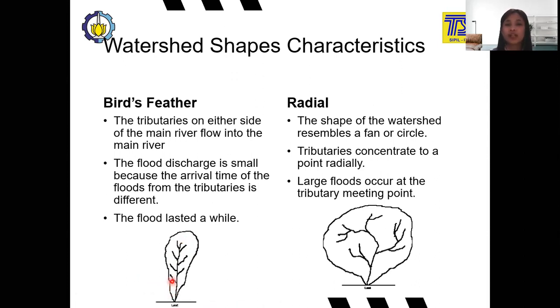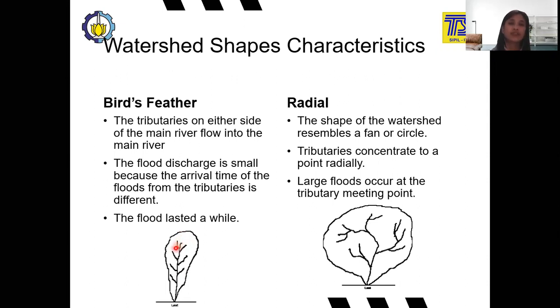The flood discharge is small because the arrival time of the floods from the tributaries is different. Yeah, because of the long distance between the outer side of the watershed to the outflow, because it is this long. The flood discharge is small, but the flood lasted a while. It is small, but it lasted a while, so it took long to reach this outlet because of the long distance here.